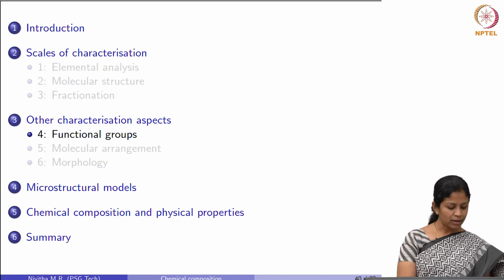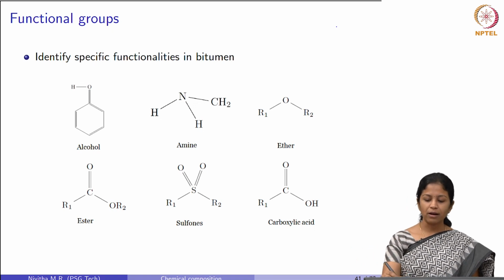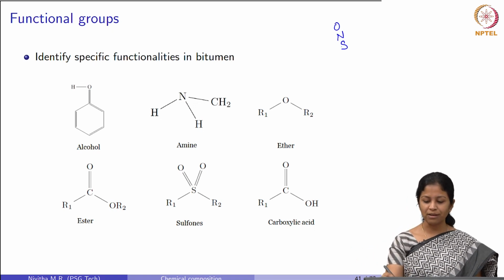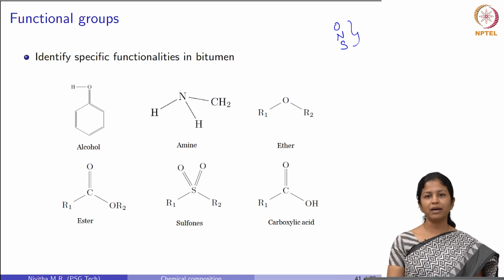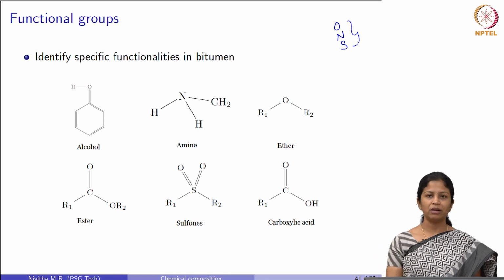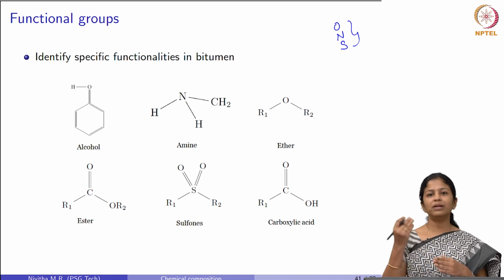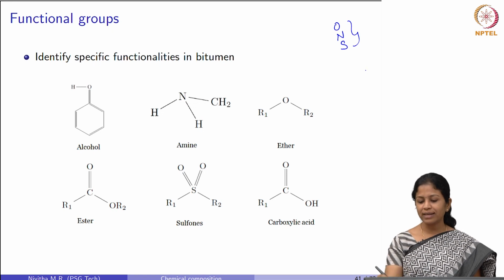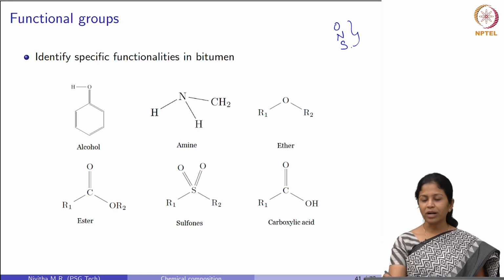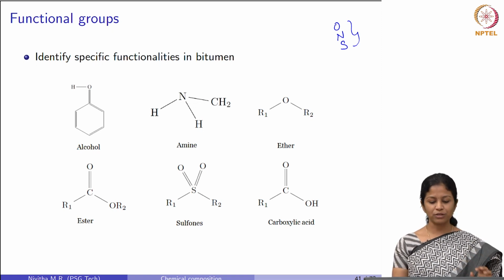Let us now look into the functional groups which are present in bitumen. So, what are these functional groups? We said that oxygen, nitrogen, and sulfur are all heteroatoms which are present in bitumen, and these heteroatoms are highly polar in nature. So, we need to study these heteroatoms specifically and see if they will influence the physical properties in an influential manner. So, what are these heteroatoms and what compounds do they form in bitumen? That is what this functional group analysis focuses on.